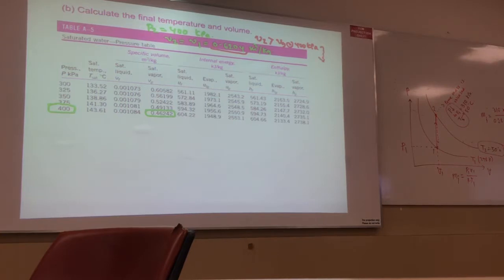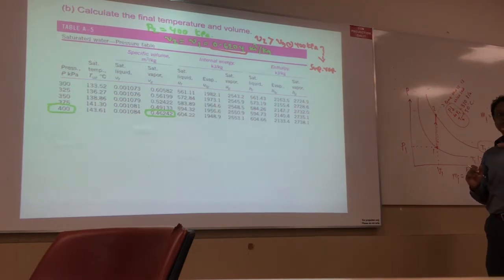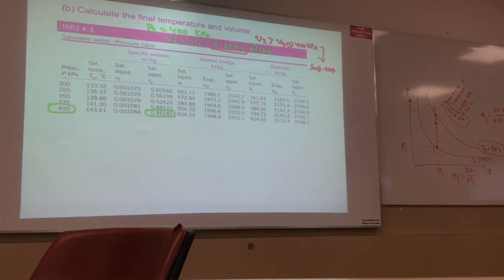This is superheated vapor. So the answer is solved. Now they ask what the final temperature is. The final state is 3, I tell you. 1 to 2 is constant volume, 2 to 3 is constant pressure. So what is P3? I can write for you. The final state is 3. At 3, we get P3, which is 400 kilopascal.